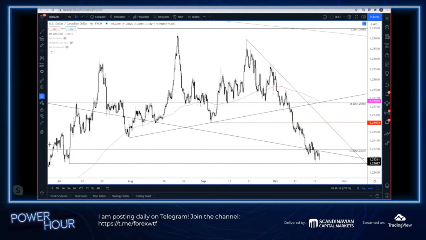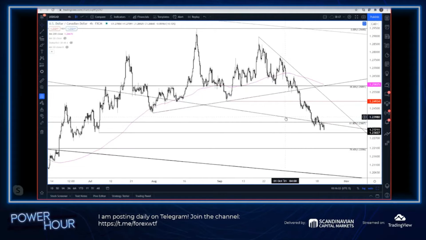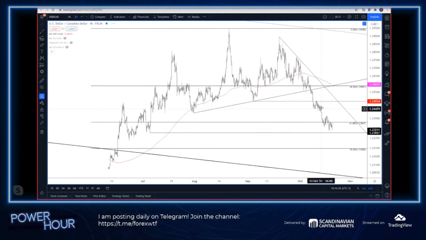All right, dollar CAD. I was looking for a bounce in dollar CAD. Actually, I have a small long. I'm probably going to get stopped out here in a second. And it's just not happening.